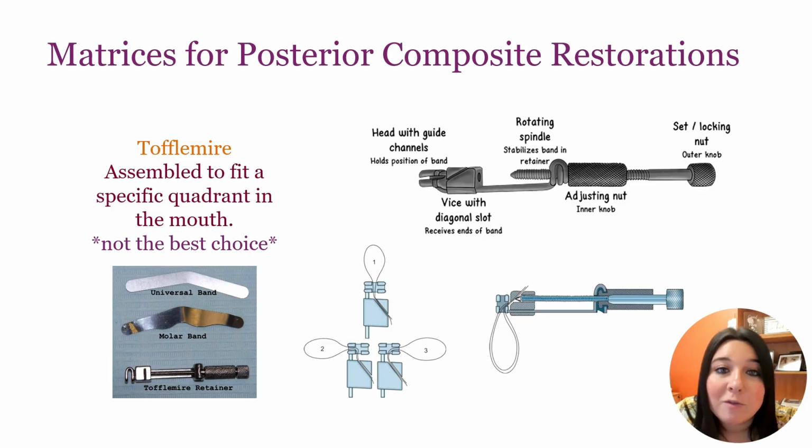We've talked about the Tofflemire before, but just to recap, the U-shaped head has 3 guides for the position of the band, left, right, or straight. The inner knob adjusts the diameter of the loop, while the outer knob locks the band into the rotating spindle.